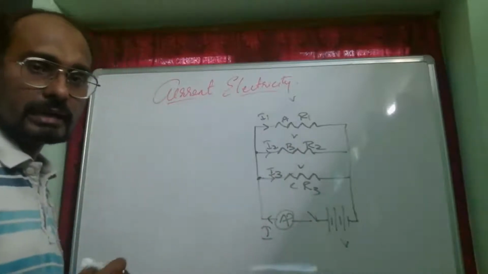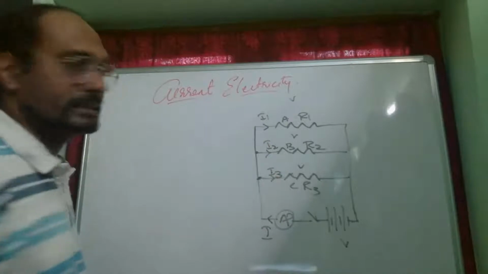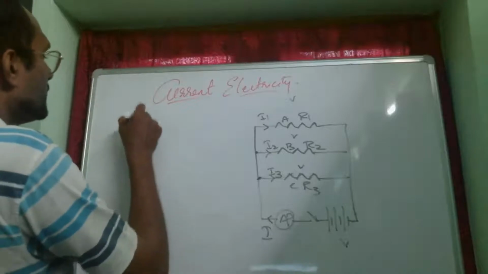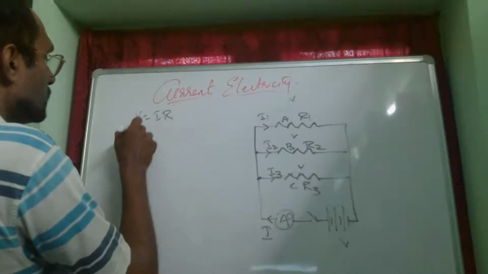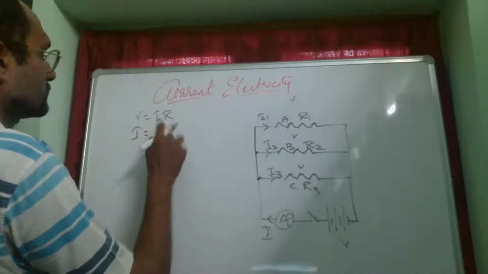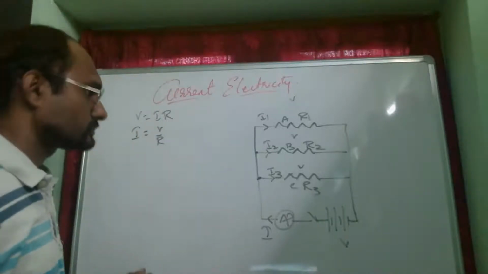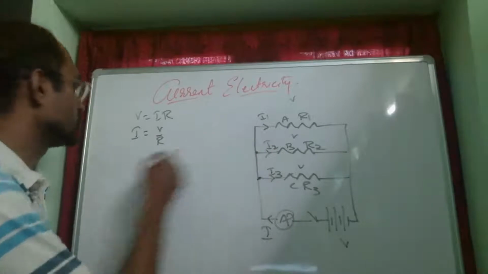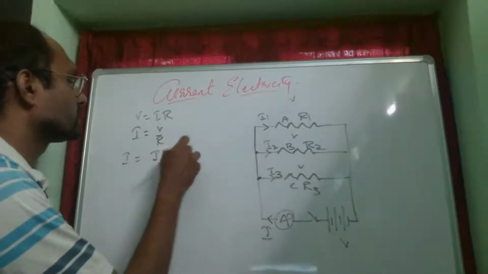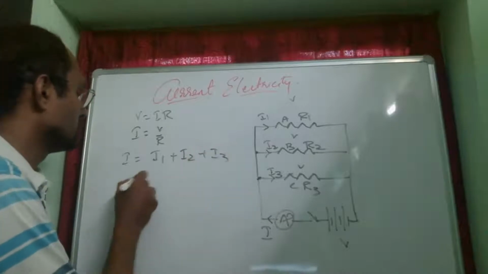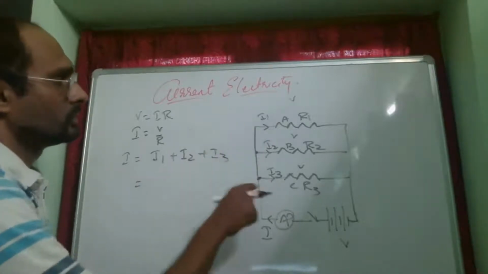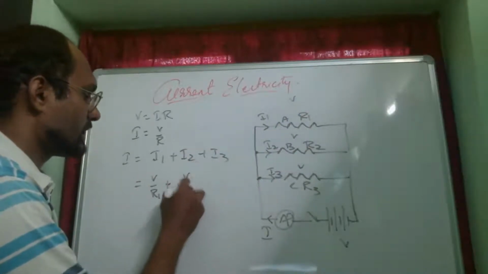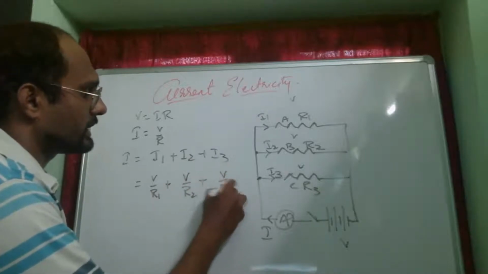Now what happens? We have three different currents flowing through three different resistors which are at the same potential. Now we have V is equal to IR, so I is equal to V by R. Now when I substitute, I know that the current coming from the battery is only getting distributed. That means I is equal to I1 plus I2 plus I3. So I1 is equal to V by R1, I2 is V by R2, I3 is V by R3.